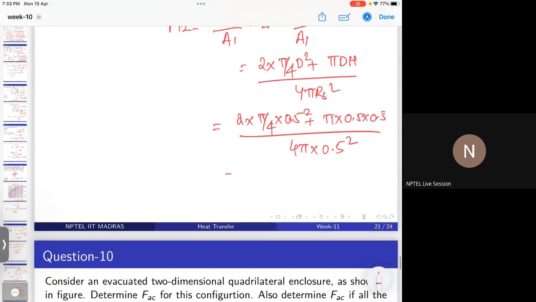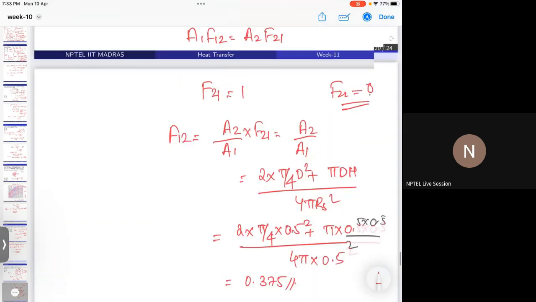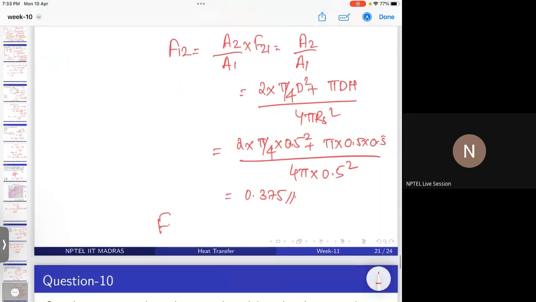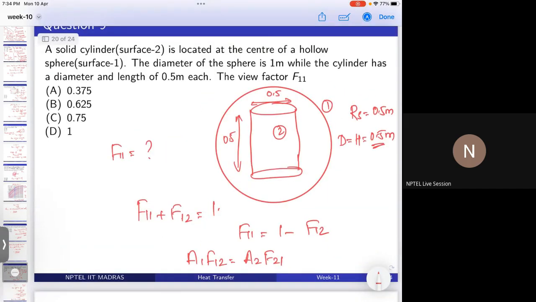So this will come out to be around 0.375. Now there is nothing to find out. We already know F11 is equal to 1 minus F12, which is equal to 1 minus 0.375, which is equal to 0.625. So that's what I told you: for view factor finding, you need some kind of visualization also. You have to think about how the radiation can be emitted, for convex surfaces and concave surfaces. You have to think a little.